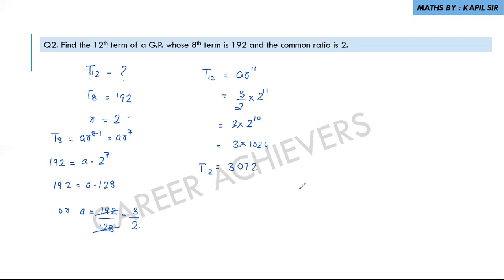आपको T12 फाइंड करना था. T12 is equal to 3072. Hope the solution is clear to you.